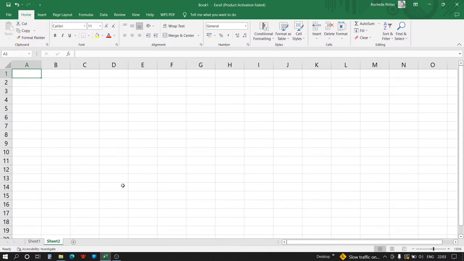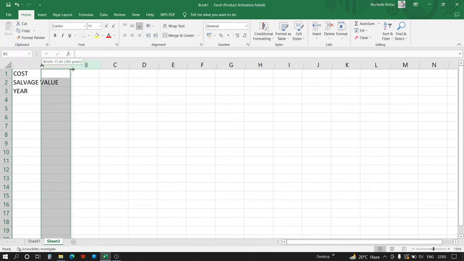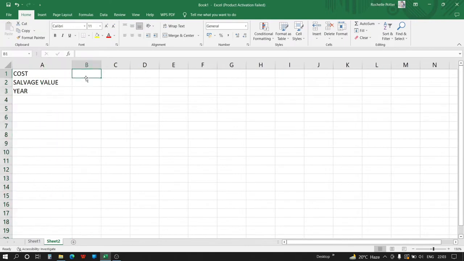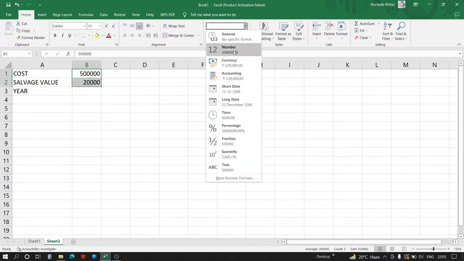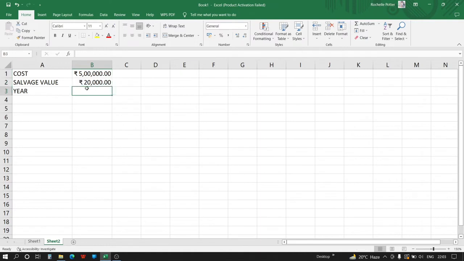So first we'll create a table. Cost, salvage value, and year. Just drag the table. The cost is 5 lakh. Salvage value is 20,000. Select these two cells and we'll have to apply currency. Okay, now year is for 10 years. That is the life year, or life.